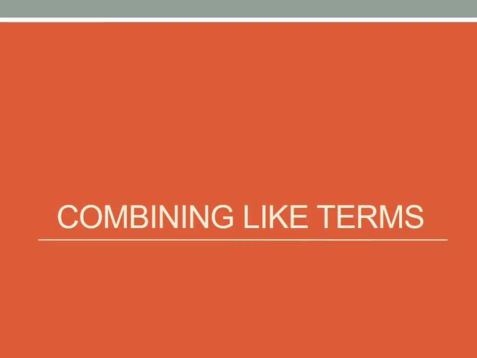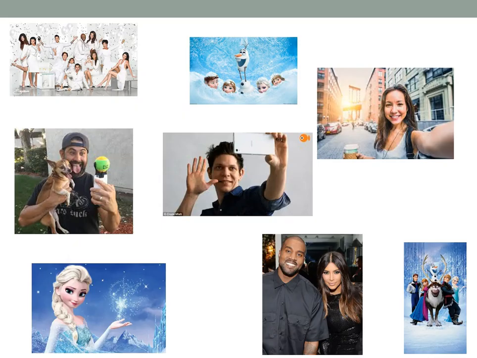So now we're going to get into combining like terms. All right, a little meaty here. Whoa, what's going on here? We got a lot of different pictures. We've got the Kardashian clan here. We got a guy with his dog taking a selfie. We got a picture from Frozen, another selfie, Kardashians, Frozen, another selfie. So we got a lot of different things going on.